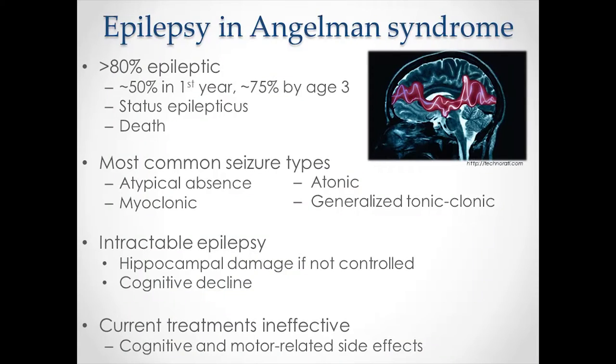I've listed many of the common seizure types here, but there are a few more. However, the origin of seizures in AS is currently unknown. Additionally, intractable epilepsy is very common in AS. They are refractory to many medications, and unfortunately, this has been linked to both hippocampal damage and cognitive decline if not well controlled.